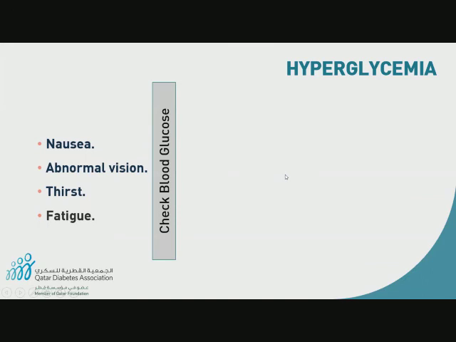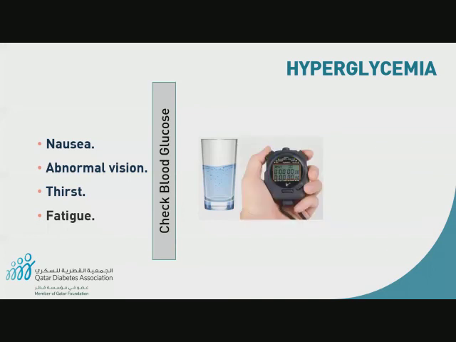Okay, as I told you, you might feel nauseated, have some abnormal vision, thirst, or fatigue. Check your blood glucose. If it's higher than 180 or if it's high in general, you need to drink more water and do some exercise. For people with type 1 diabetes or people taking insulin, they might need to take a correction dose. And here we need to highlight that people with type 1 diabetes are not advised to do exercise if they have a high blood glucose, because this might make things worse.